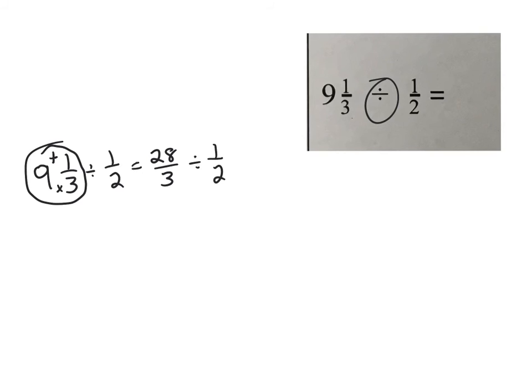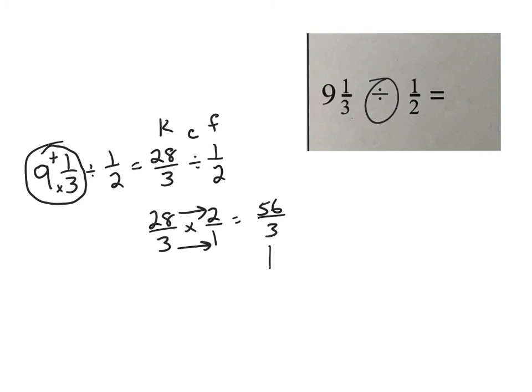Now we can do the keep the first, change the sign, flip or the reciprocal of the second fraction. So we say 28 thirds times 2 over 1. Then we multiply straight across because we've turned it into a multiplication. 28 times 2 is 56. Okay, so we have 56 thirds.